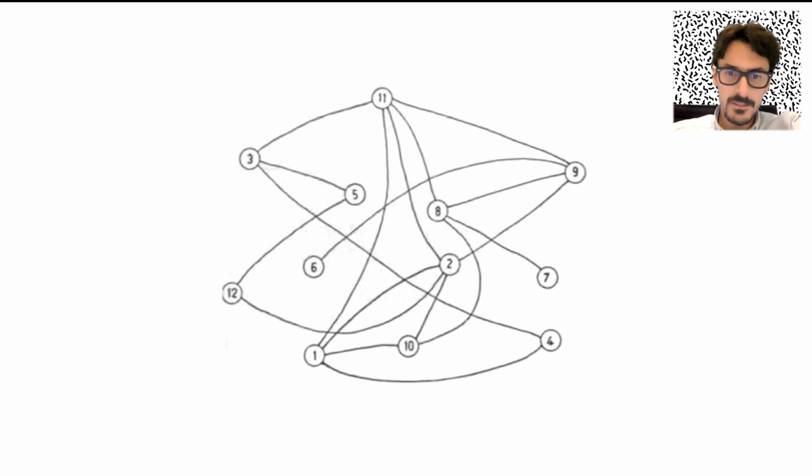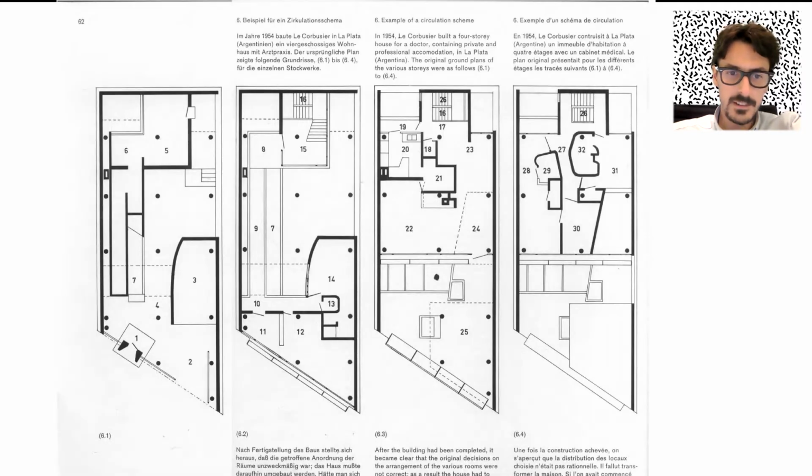Froshaug applies this graphic method to the analysis of the circulation scheme in Le Corbusier's 1954 house in La Plata. As stated by Froshaug, after this building had been completed, it became clear that the original decisions on the arrangement of the rooms were not correct and the house had to be altered. This reconstruction could have easily been avoided had the circulation scheme been clearly investigated at the beginning.